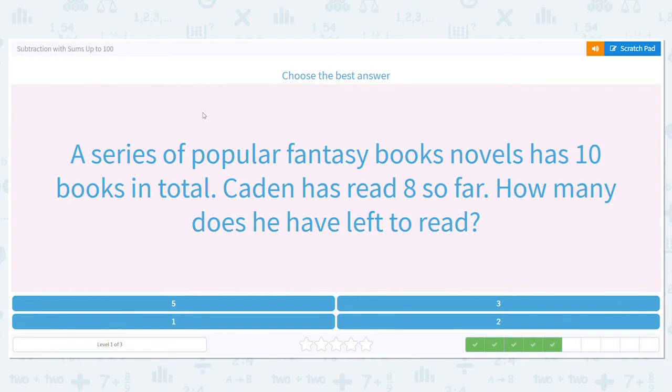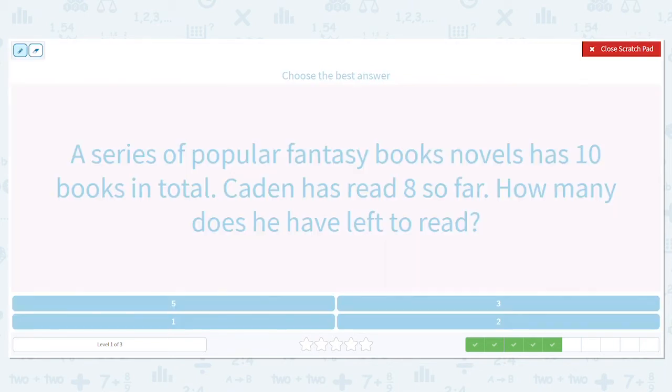A series of popular fantasy novels has 10 books in total. Caden has read 8 so far. How many does he have left to read? Okay, so this is similar to our last problem. How many books is he starting out with in total? 10 books. How many has he read in the series? He's read 8.